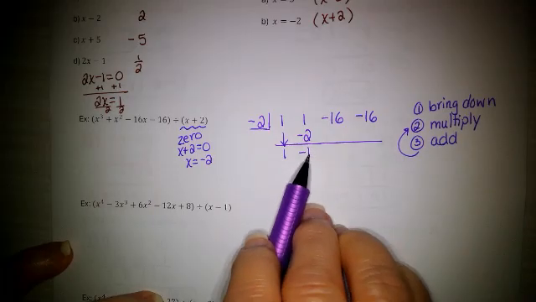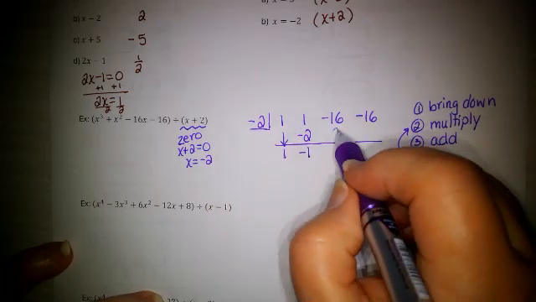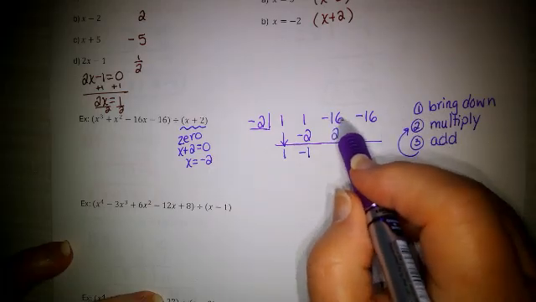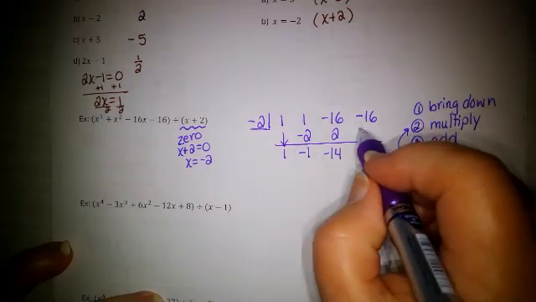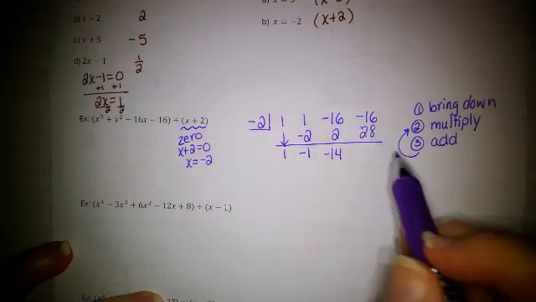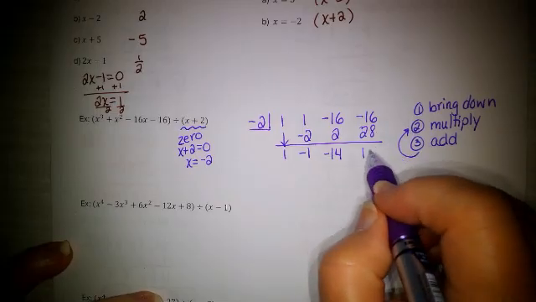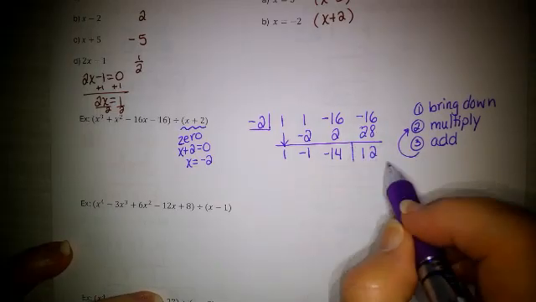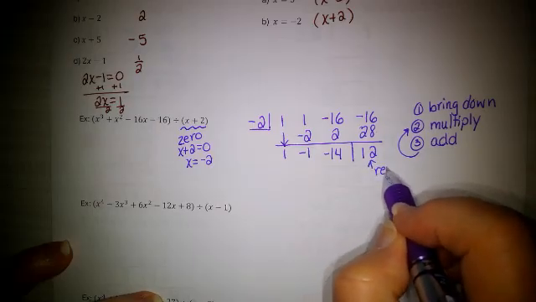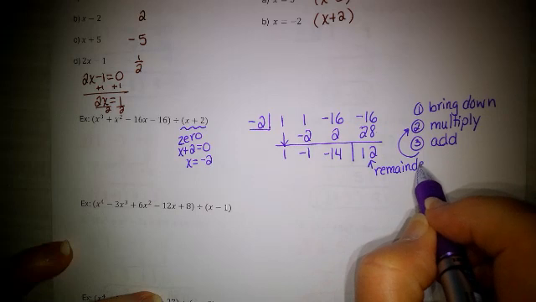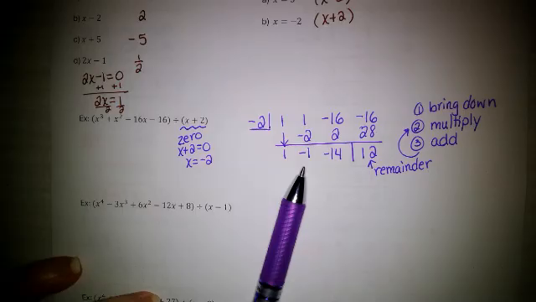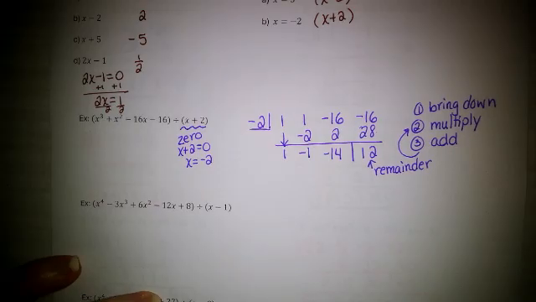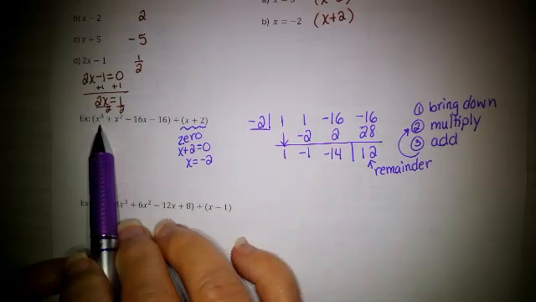So multiply. Negative 1 times negative 2 is 2. Add those together. Negative 16 plus 2 is negative 14. Multiply. 28. Negative 16 plus 28 is 12. Now sometimes I put a line here because this last term is our remainder. These are the coefficients of my new polynomial. Now in math, they call it a depressed polynomial, not because it's sad, but because it has a lower power of what we started with.